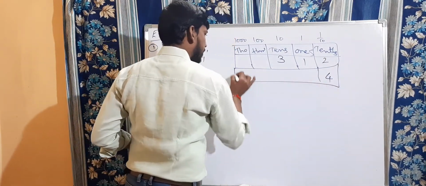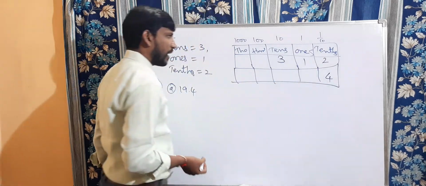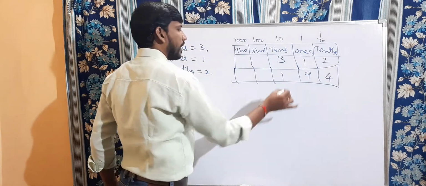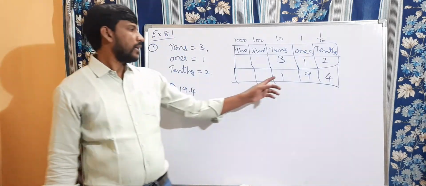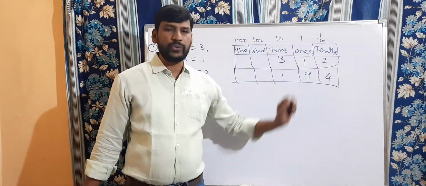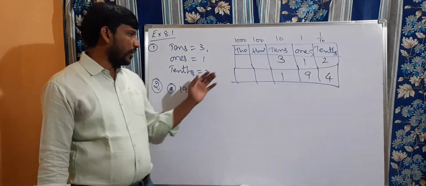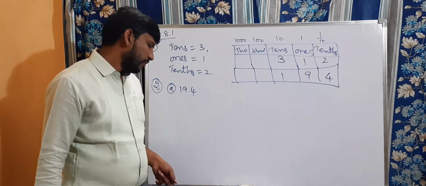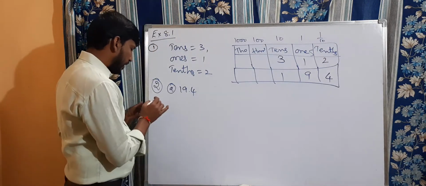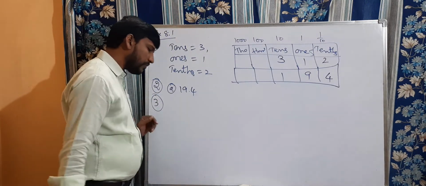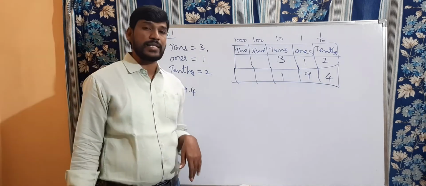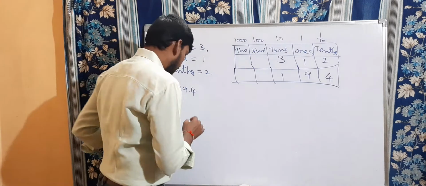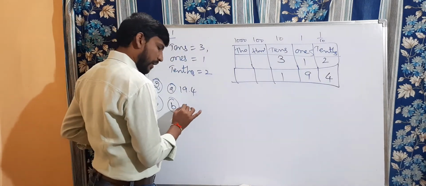Clear? Same process, same place value chart. How many ones are there? 9 are there. How many tens are there? 1 is there. That is 19.4. Clear? So like that you need to represent these numbers in the place value chart. Now the third question is write each of the following as decimals. They have given B1. I am going to write B1.